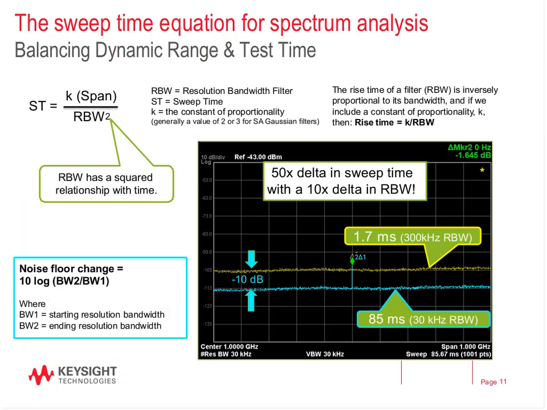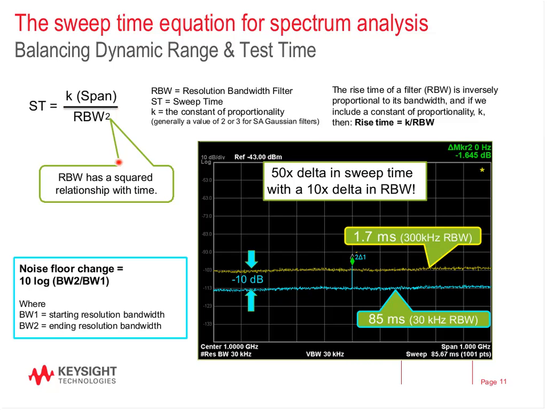And unfortunately, spurs are probably the biggest time sink that you could find out there in terms of trying to chase them down, find out where they are, and reduce them. And so you should be familiar with the sweep time equation. Here we have ST, which is sweep time, equal to span over the res bandwidth squared. What I want you to observe is the res bandwidth is actually a squared term. So that means your sweep time is exponentially sensitive to your res bandwidth choice.